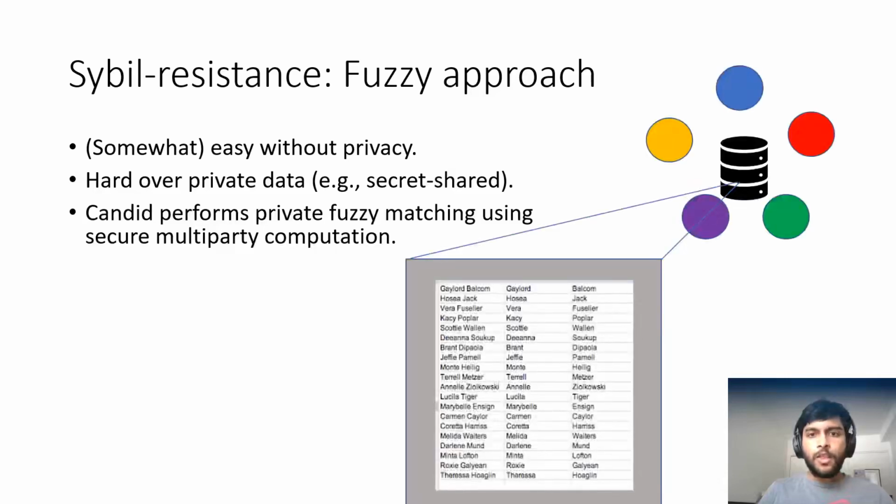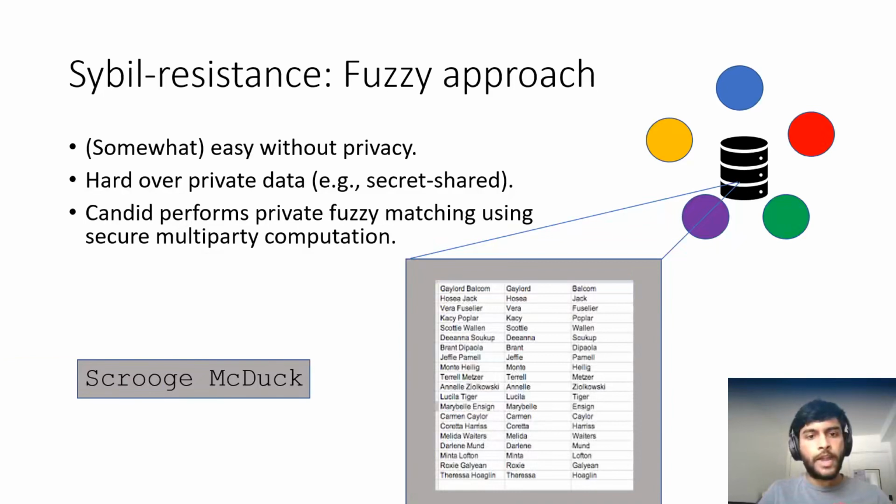At a high level, what happens is that the committee holds a database, for example, of usernames, and when a new user, say Scrooge McDuck, comes in, the committee uses fuzzy matching techniques to find if the user belongs to this list. Note in particular that the database is held in secret shared form, that is, no individual committee node knows it in full.